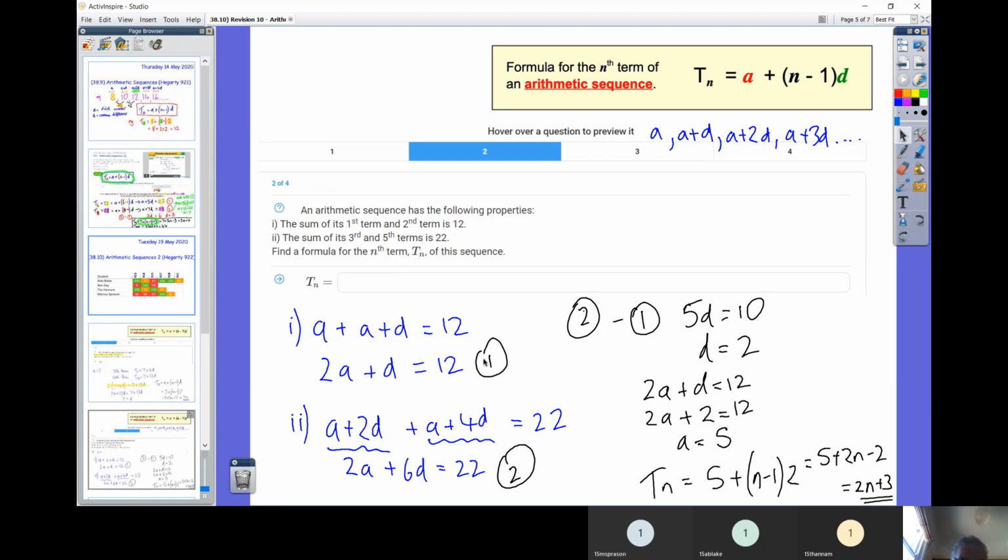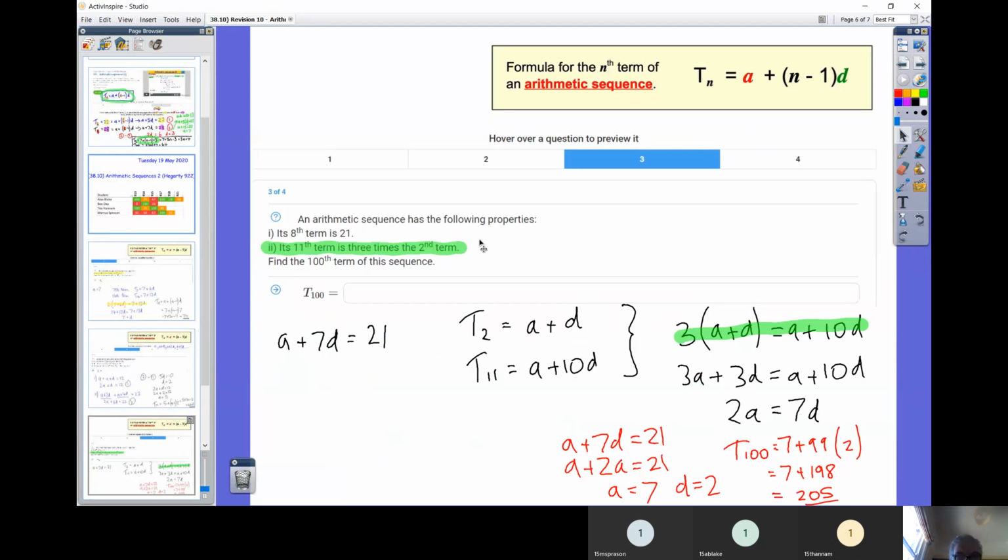I've taken this first one. So 2a plus d equals 12. And we've got d equaling 2. So we can work out that a is 5. So I know that d is 2, a is 5. Substitute that back into the formula. Simplify it. And I get 2n plus 3. Okay, so I've substituted it into the formula, done the claw, and then gathered up my 5 and the minus 2 to make it plus 3. So that's what your question number 2 is going to look like.